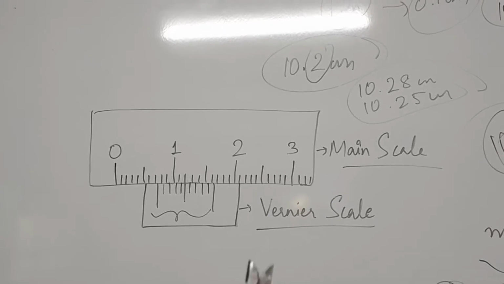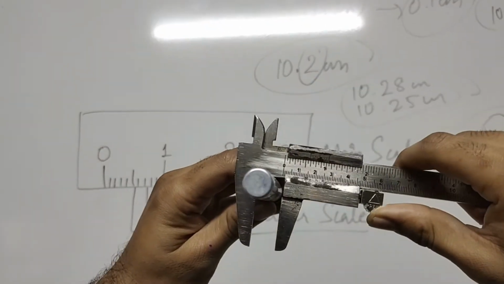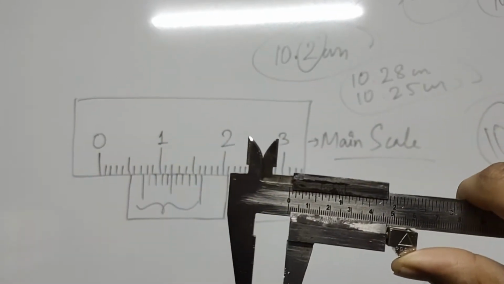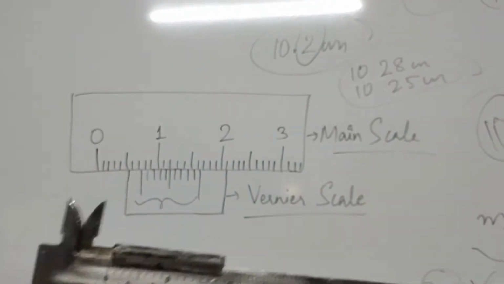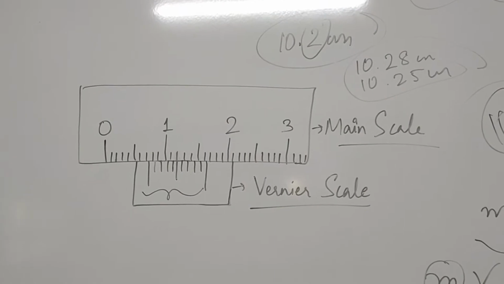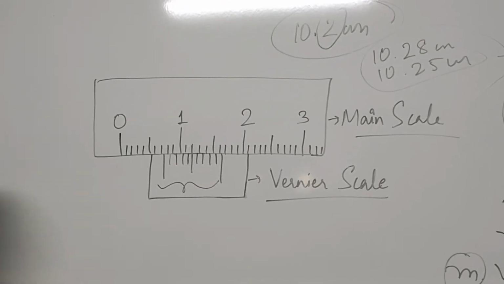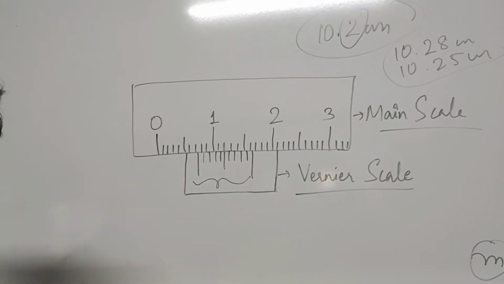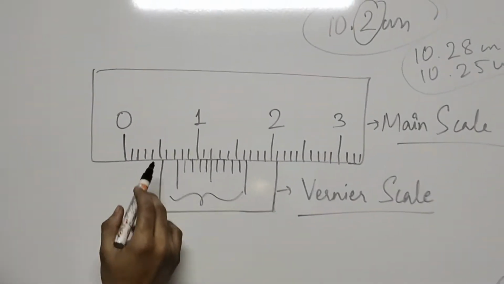Supposing we take a vernier caliper and we are trying to find this diameter. There will be some readings. Suppose we take one reading from here. Now, this is the zero of the vernier scale. You have to consider which point.